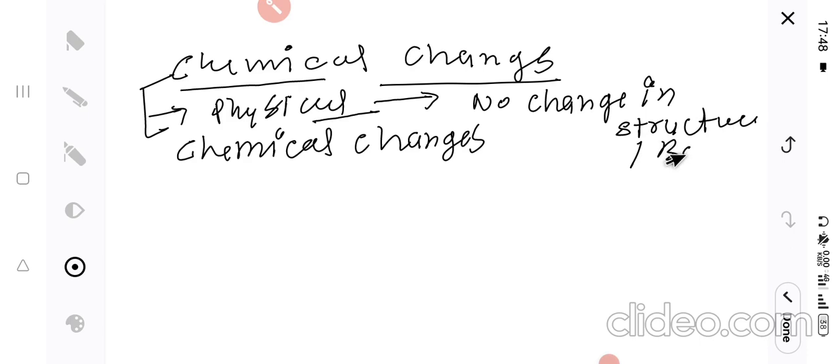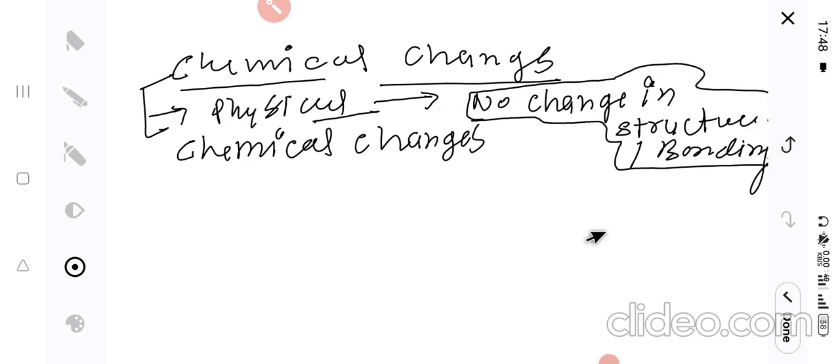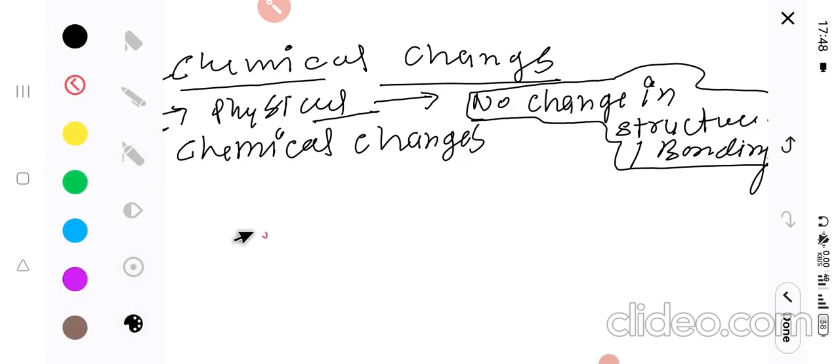If a change is carried out in such a way that only the physical state, color, and some other physical properties change, but there is no change in the structure of the molecule or compound, then such changes are called physical changes. A basic example is H2O.